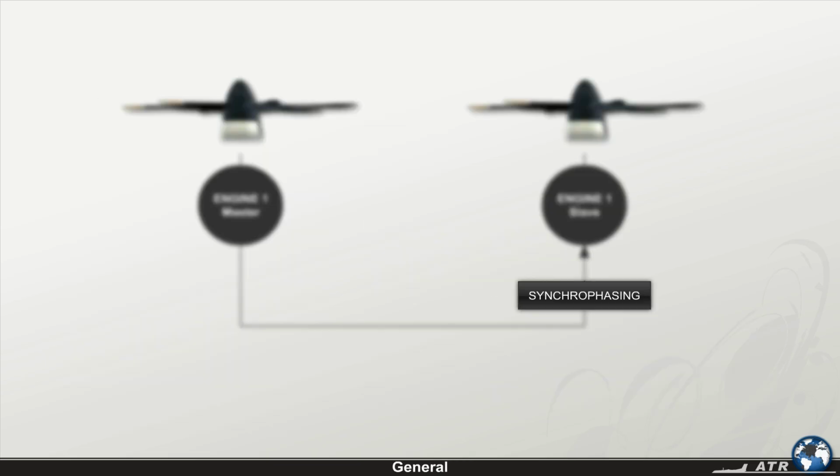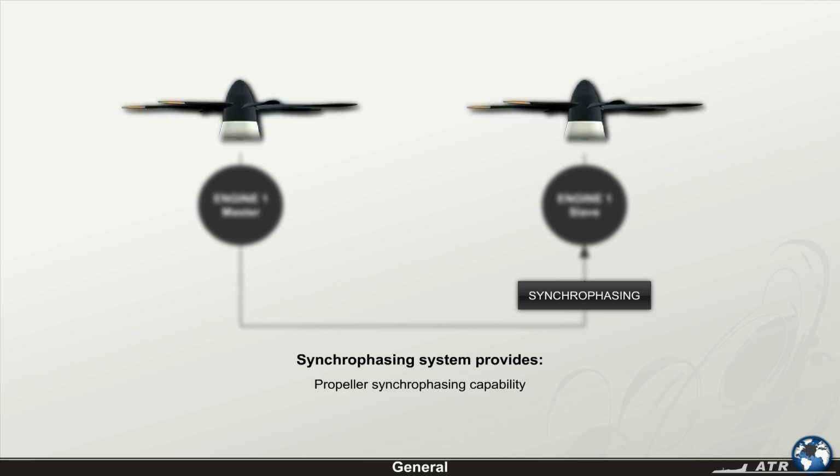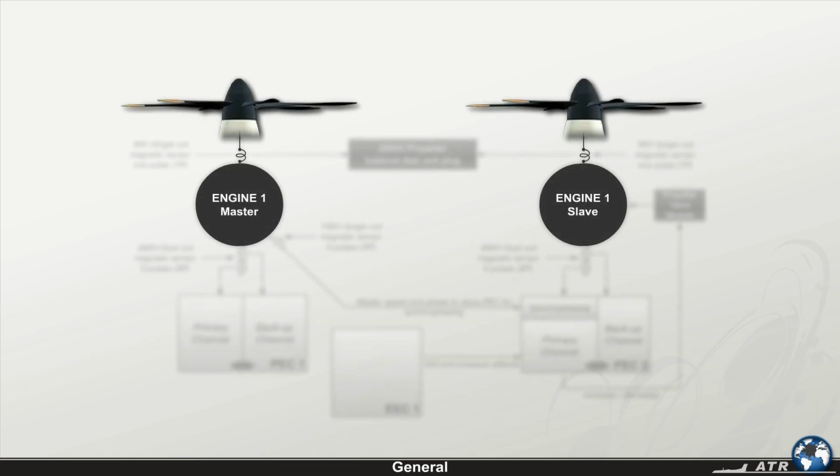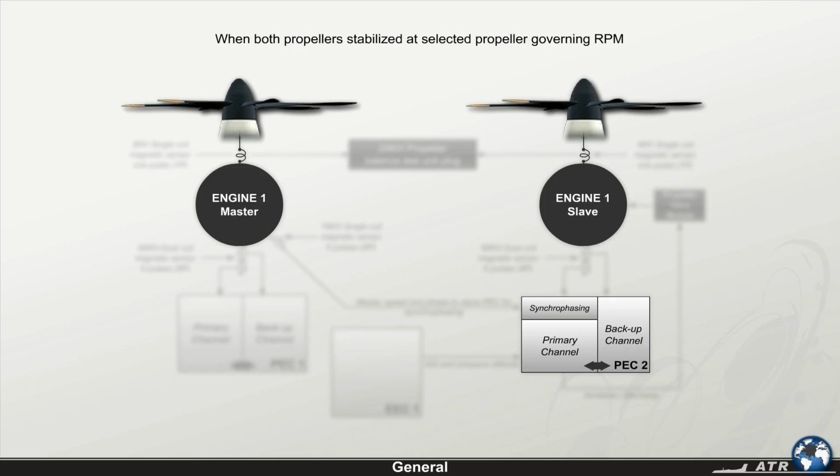Synchrophasing. The synchrophasing system provides propeller synchrophasing capability. Engine 1, left-hand side, is the synchrophasing master, and Engine 2, right-hand side, is the slave. Selection of synchrophasing is automatically performed by PEC2. When both propellers have stabilized at the selected propeller governing RPM, synchrophaser control is initiated even during takeoff.